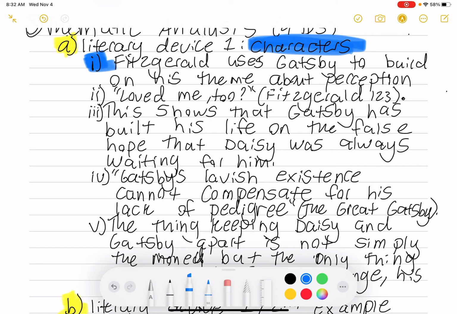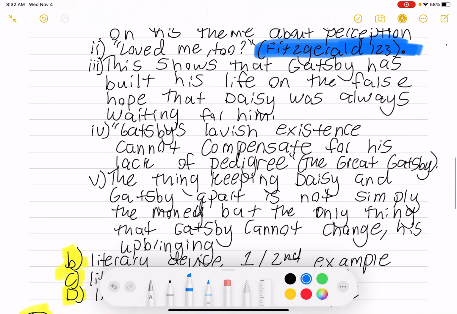And I put Fitzgerald and the page number. Don't quote me on that page number. I returned my book to the library, so I just gave a number. All right, and then I explained. This shows that Gatsby has built his life on the false hope that Daisy was always waiting for him.